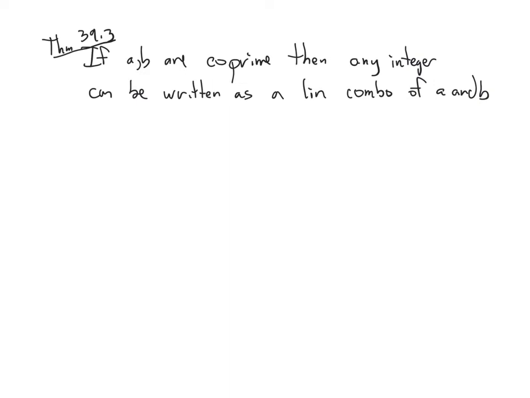All right, let's do a couple more theorems. This is a nice one. So if you have coprime integers, remember, coprime means that the greatest common divisor of the two numbers is 1. They share no common factors, no common divisors. So if you have two coprime integers, well, you can write any other integer as a linear combination of these. And this is kind of easy to see.